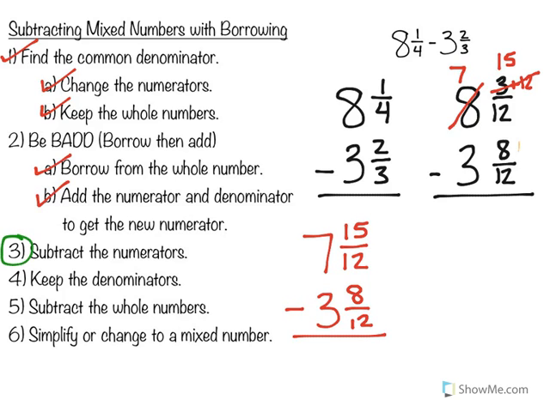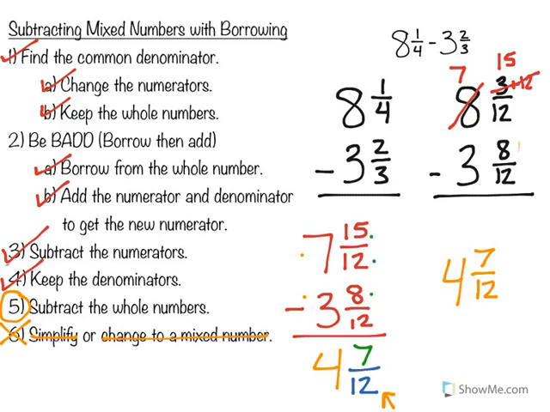Our next step is to subtract the numerators. So 15 minus 8 gives me 7. The next step is to keep my denominator. So since my denominator was 12, it stays 12. We then need to subtract the whole numbers. So 7 minus 3 gives me 4. And if we look, I do not have an improper fraction, nor do I have to change it and simplify it. So I do not have to complete number 6 yet again. So my answer is 4 7/12.